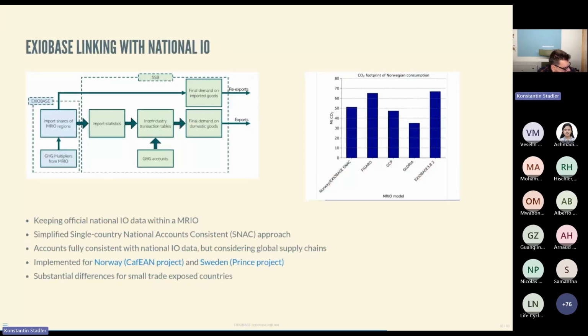We have now developed a framework which was successfully applied in Sweden and Norway already, where we keep the economic and environmental accounts for a specific country fixed and describe the imports to these countries with Exiobase. The whole framework is known as the Simplified Single Country National Accounts Consistent approach, the SNAC approach. Last year we did that for Norway.